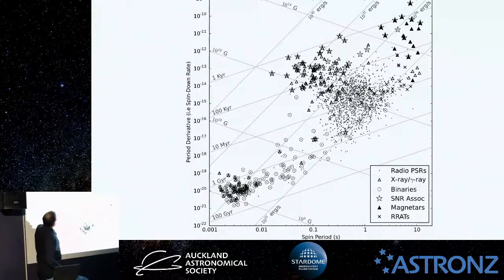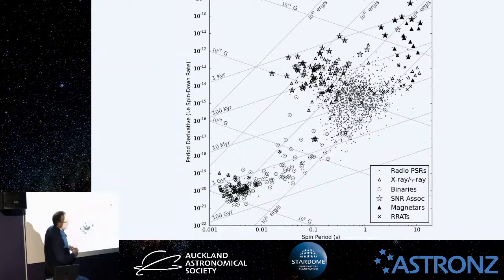And then on the y-axis is the spin period derivative. This is talking about how quickly the spin period is changing as a function of time. An increasing period means the pulsar is slowing down. So the higher up on this diagram, the more quickly the pulsar is slowing down. And up in the top right-hand corner, well, maybe before I introduce that corner, I'll introduce the lines that are going across.